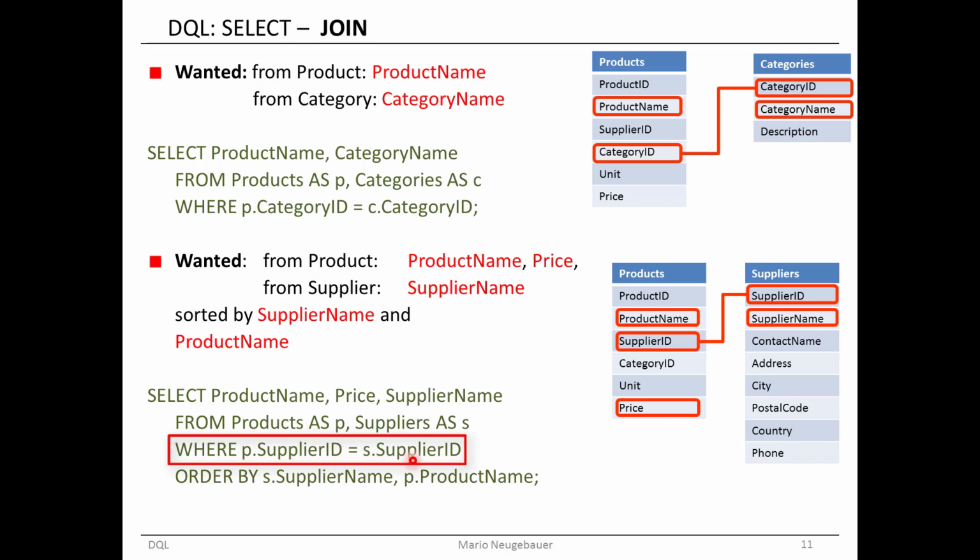And if both values are equal, then the row should be selected. And we add some order by here, because we want to order by the supplier name first and second by the product name. And if we have it like that, then we want to sort ascending for both of these columns. So let's have a look at that in our example database.